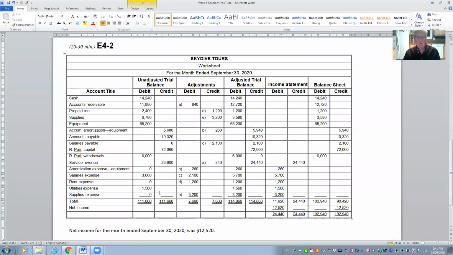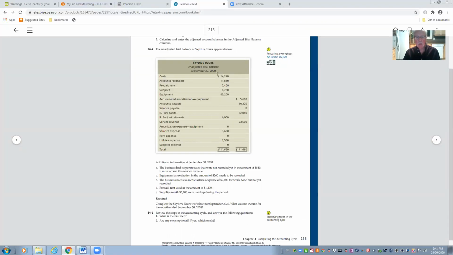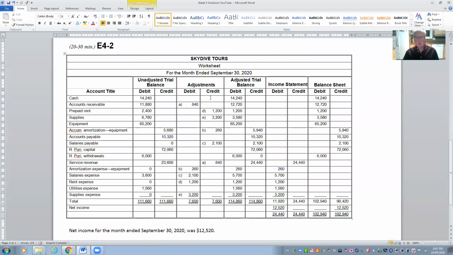You can see the first 2 columns of the worksheet in the solution was coming from that given information. That unadjusted trial balance, these amounts are really coming from the ending balances for each of these accounts in your general ledger. So then what we want to do is we want to look at each of these items, start with A, work through till we get done to E, do the adjusting entries, and we're going to do that in the adjustments column. That's what we're going to do next.